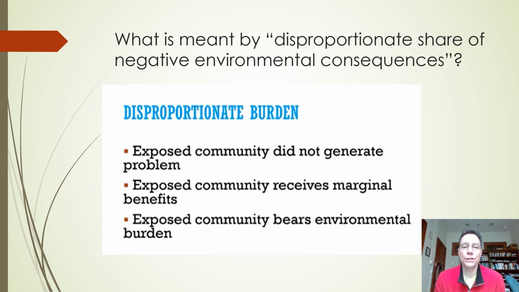What is meant by a disproportionate share of the negative environmental consequences? Well, generally it means three things. One group is exposed to a community problem that they did not generate themselves. In other words, this is not a problem that they caused. The exposed community receives marginal benefits. Maybe they are receiving some benefits, like from a power plant, for example, but the harms are way outweighing those marginal benefits. The benefits are small in comparison. And others are receiving the benefits without the harms. Finally, the exposed community bears the environmental burden. So whatever environmental bads are coming from this action, it is borne by one group of people more than others.